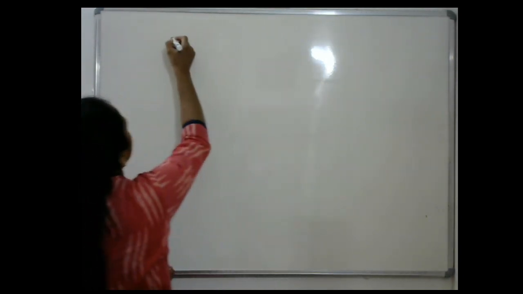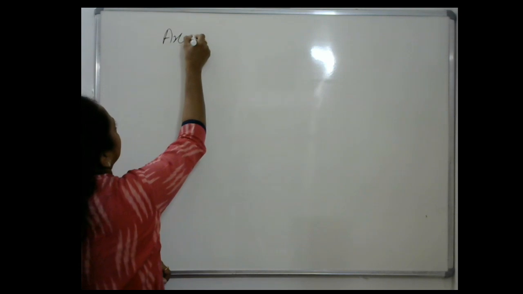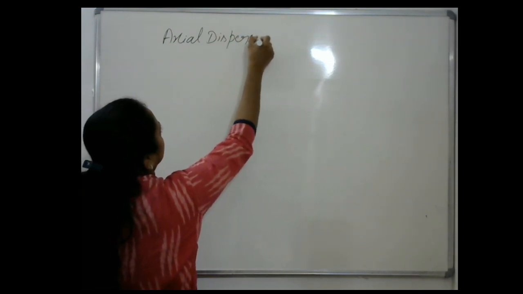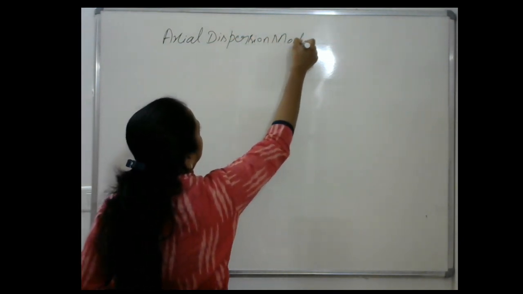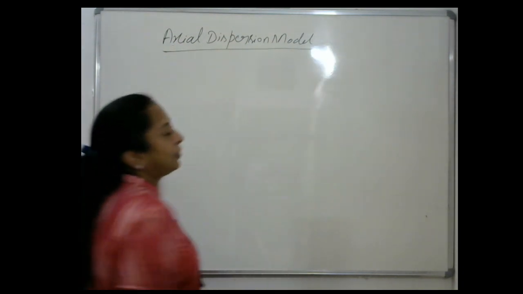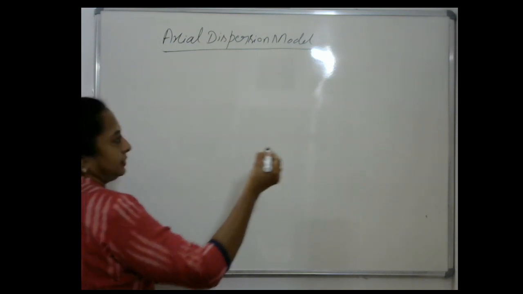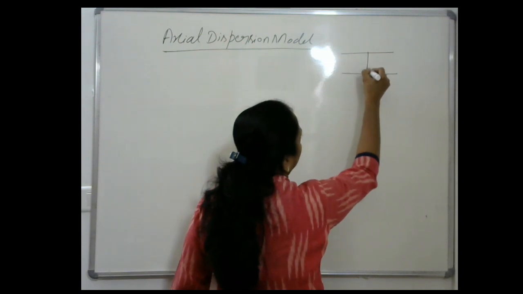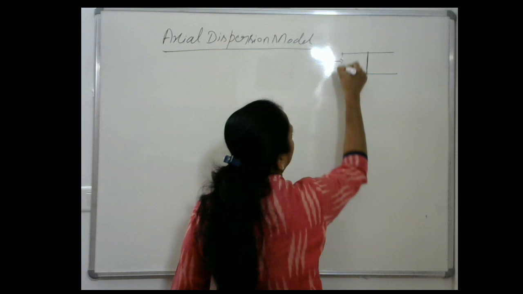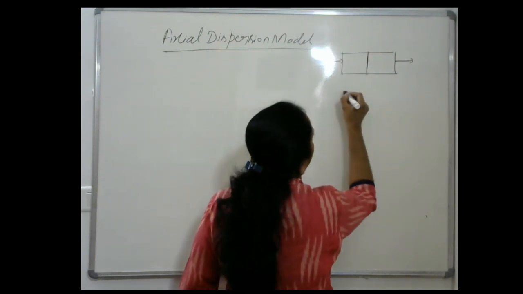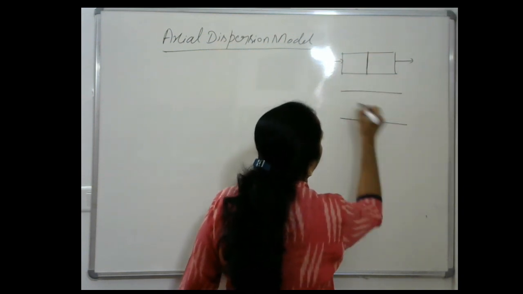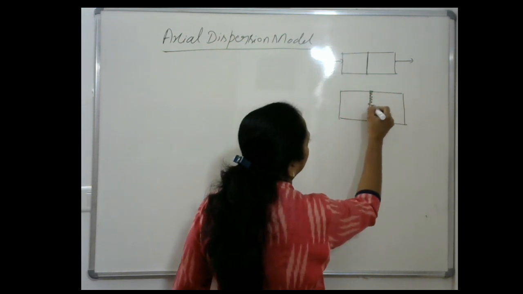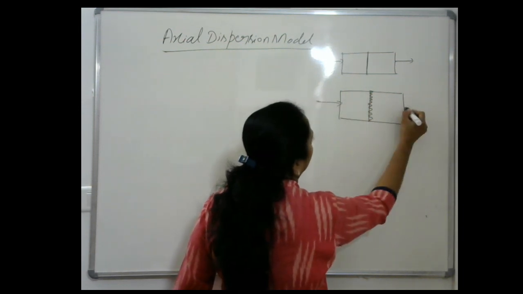Axial dispersion model. Let me start with the axial dispersion model. Let me consider an ideal PF. For an ideal PF, the velocity profile is this, and there is an inlet and outlet. Whereas for a non-ideal PF, if I take the same inlet and outlet, you can see the profile in this way.